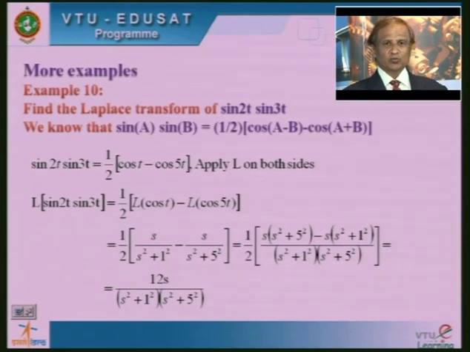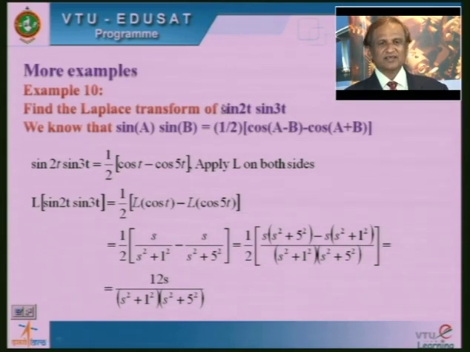Suppose they give a product of two functions. Product of two functions means, for example, the given function may be t into sine at, or the given function may be sine 2t into sine 3t. How do we find out the Laplace transform of this type of functions? Here immediately we want to refer to the table. Just now I have given the table of formulas. There is no ready-made formula for this type of functions.